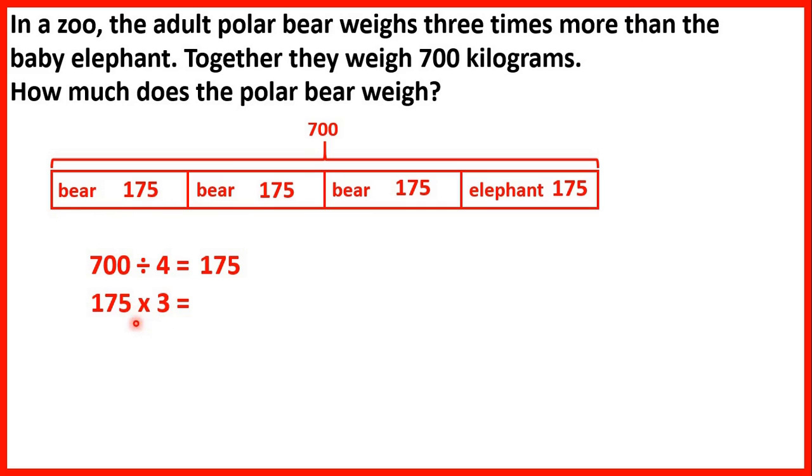If we use short multiplication, we'll get 525. So that means the polar bear weighs 525 kilograms. That's 3 times as much as 175, and together 525 and 175 weigh 700 kilograms.